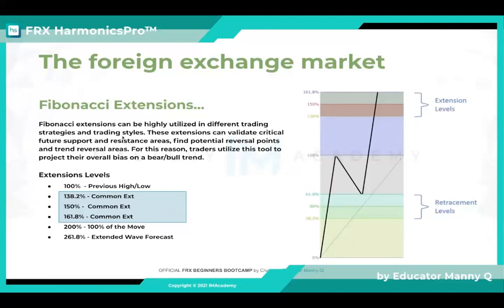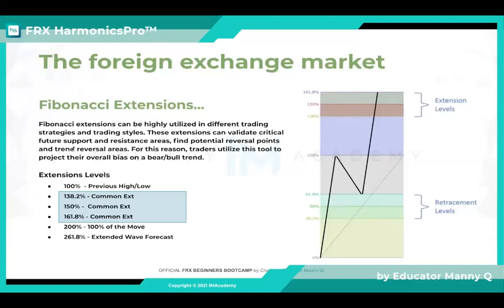Okay, so Fibonacci extensions can be highly utilized in different trading strategies and trading styles. These extensions can validate critical future support and resistance levels, and find potential reversal points and trend reversal areas in the market. So very important. For this reason, traders utilize this tool to project their overall bias on a bull or bear trend. Now, I forgot to highlight this over here, but let me reiterate this, okay?